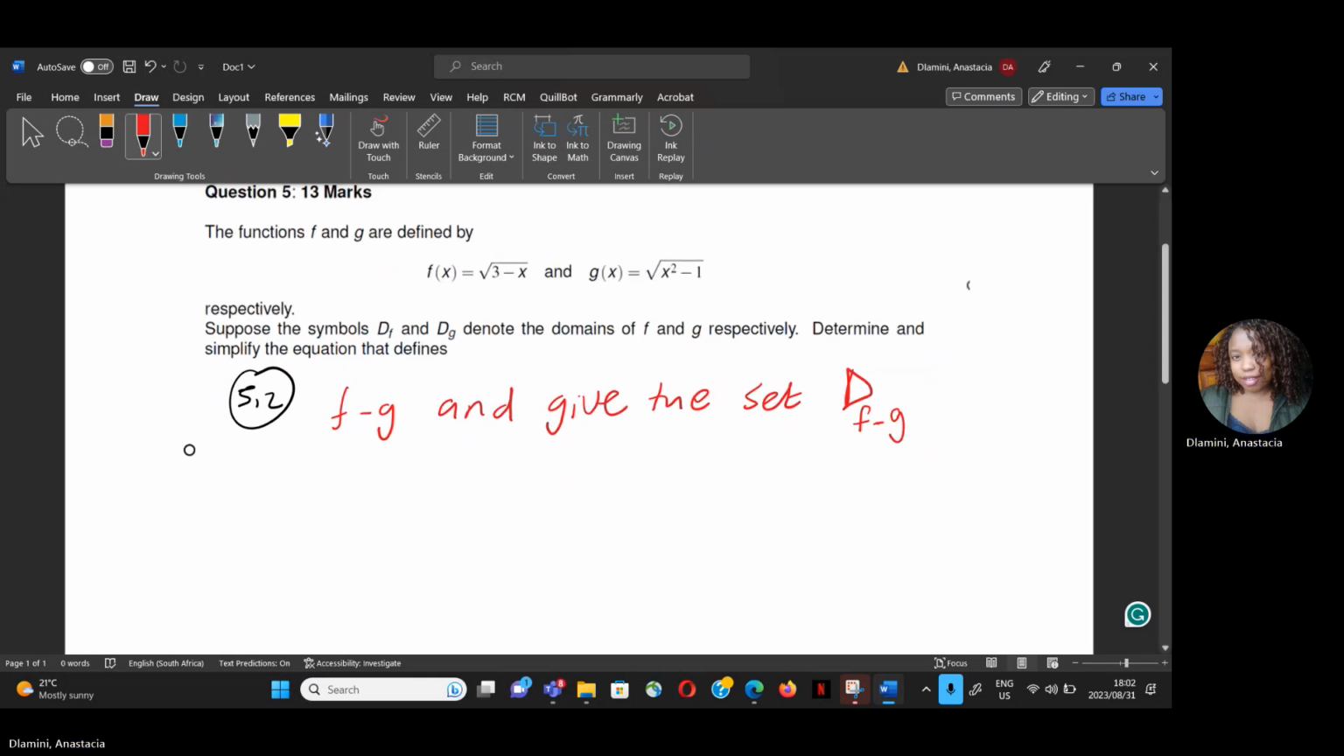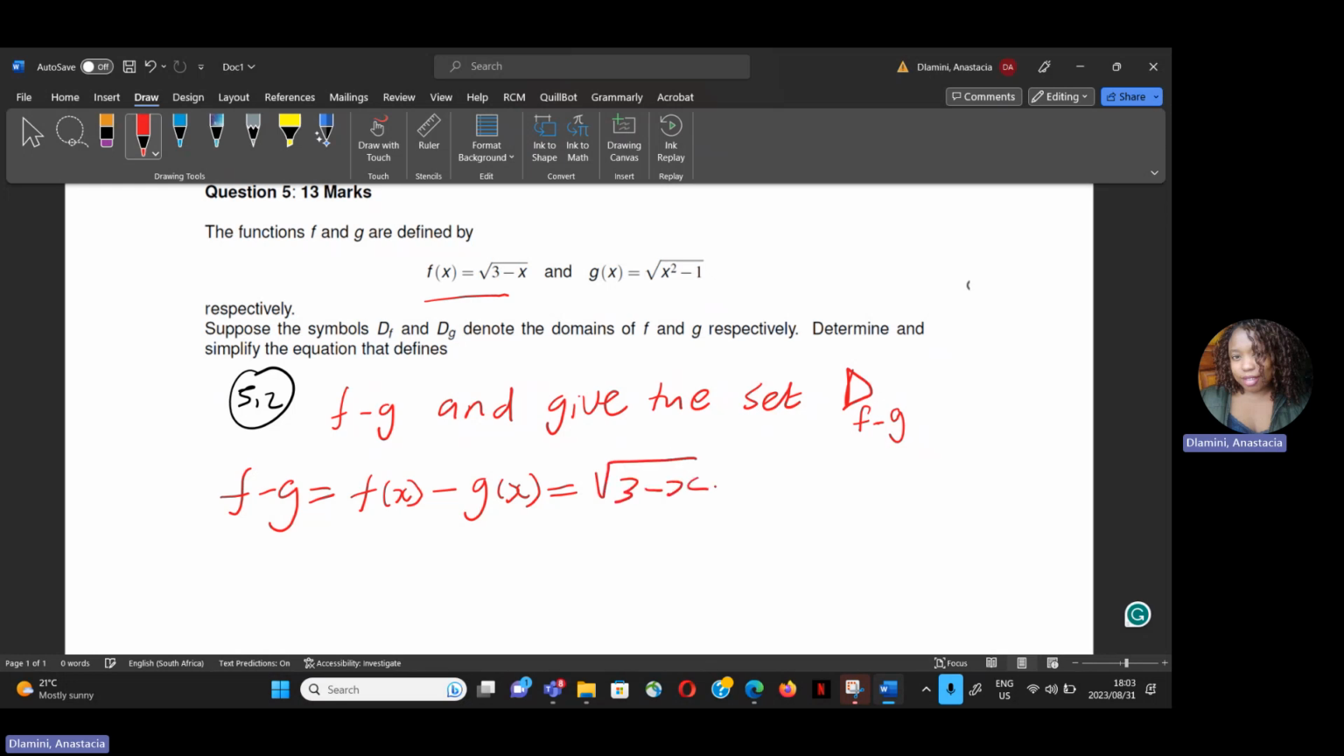So let's start. Now here you're asked to find f of x minus g of x. So we are given f of x as f of x is equals to square root of 3 minus x, and we're given g of x is equals to square root of x squared minus 1. So f minus g, they just mean that you have to find f of x minus g of x. So then this is equals to the square root of 3 minus x minus square root of x squared minus 1.